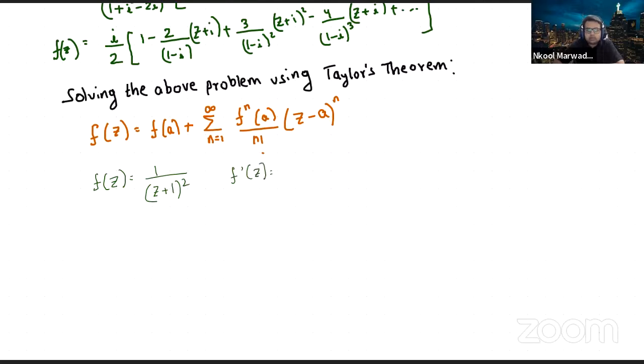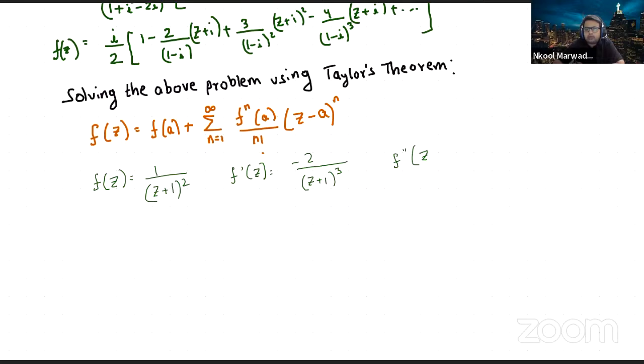So it will be minus 2 upon (z plus 1) whole cube. Because if we take it to the numerator, it is (z plus 1) to the power of minus 2. So for x to the power of minus n, the differentiation of it will be minus n x to the power of minus n minus 1. We applied the same formula to get f dash z.